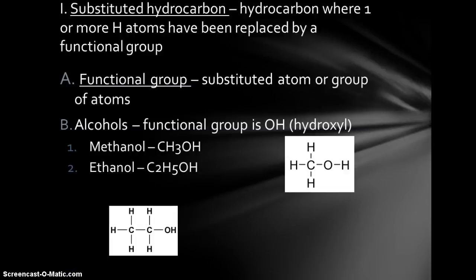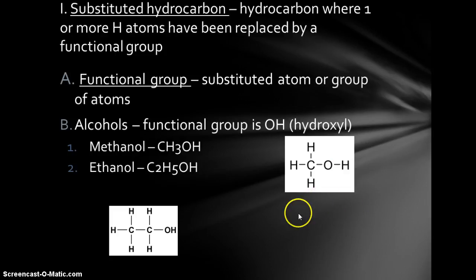Ethanol is C2H5OH. So we have two carbons, and then one of the hydrogens is taken off and replaced with an OH. Ethanol is the alcohol that your parents drink. Ethanol is also found in gasoline, and what they do to the ethanol found in gasoline is they denature it so that you can't drink it and you'd become sick from it, so that people won't start drinking gasoline. And often they use methanol to denature ethanol. Just add some methanol to it.